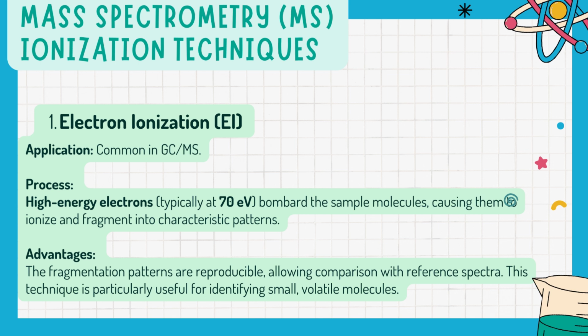In ion formation, guys, the high energy electrons collide with the sample molecules, causing them to lose an electron and form positively charged cations. This process also results in the fragmentation of the molecule into smaller ions. The fragmentation patterns are reproducible and they permit comparison with reference spectra. So if we want to identify volatile molecules that are very small, then we need to use electron ionization.